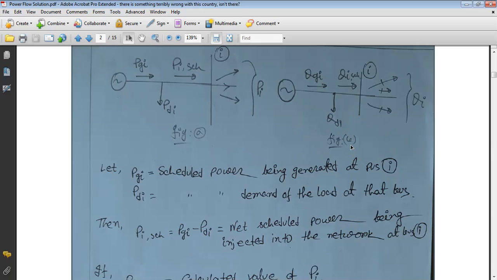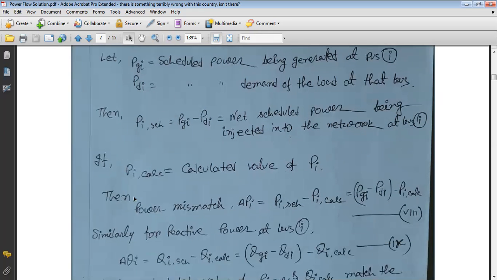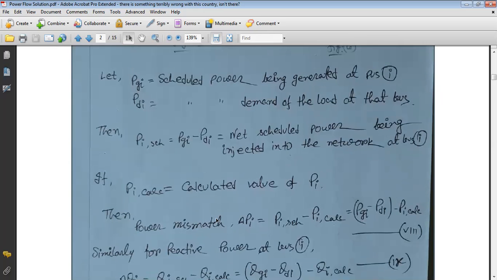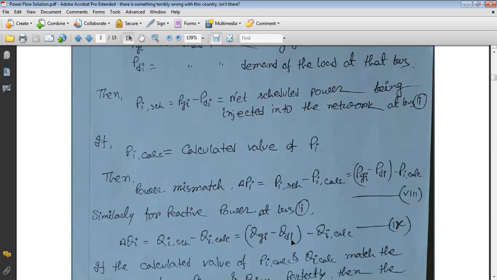So figure B is the replica of figure A, which is just introduced for the reactive power. If we calculate the net injected power from particular bus i to other buses for the reactive power case, the equation should be QG, that is the generated reactive power, minus QD, that is the demand of reactive power, and that should be the scheduled reactive power being injected from bus i to the other buses.